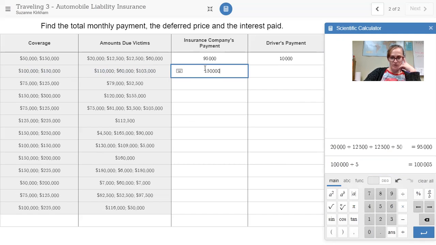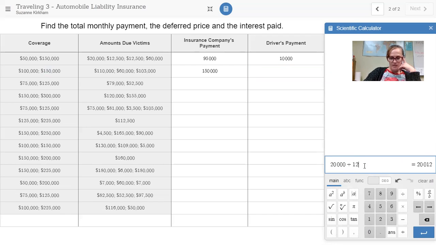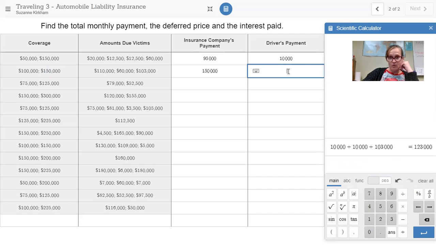Now we have to figure out how much is going to be left over. Okay, we've got $10,000 left over, 10 from the first person. And then we have another 10,000 left over from the 60,000. Then we have the 103,000. So that is the total amount that the driver will pay. This is why it is so important to make sure that your insurance coverage is going to cover everything.